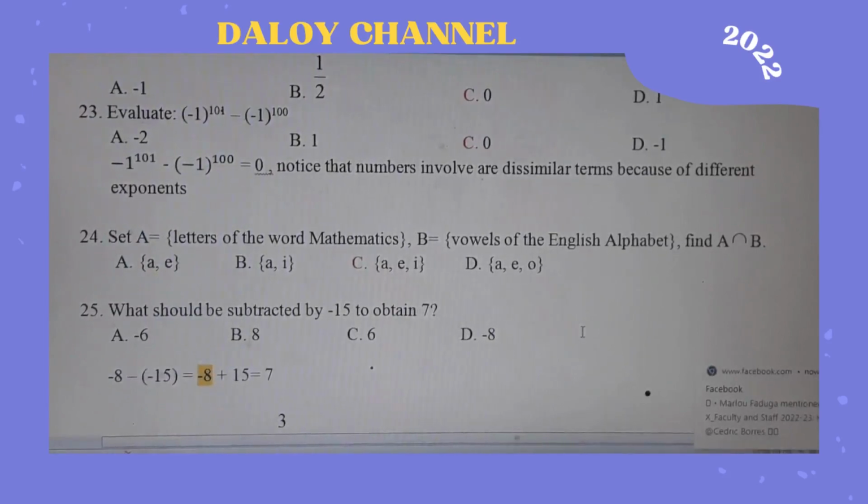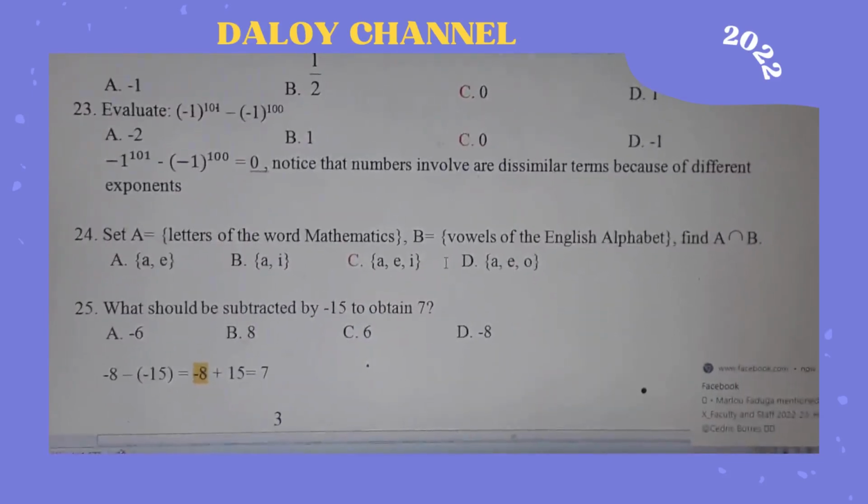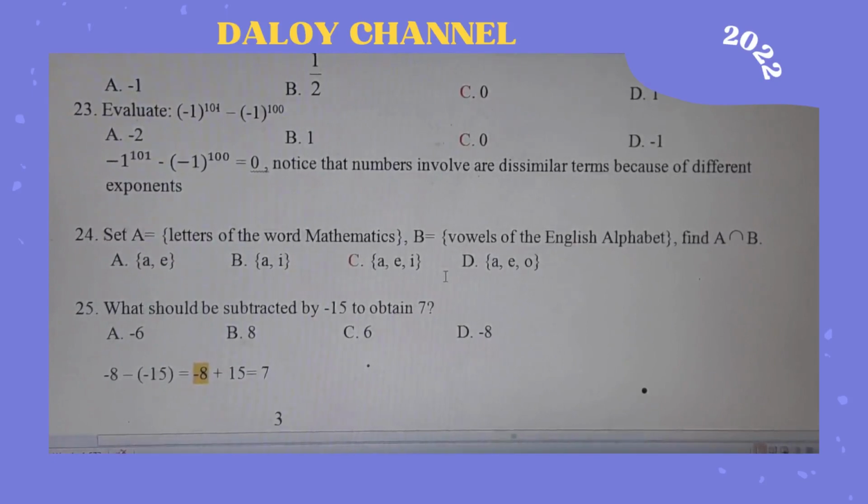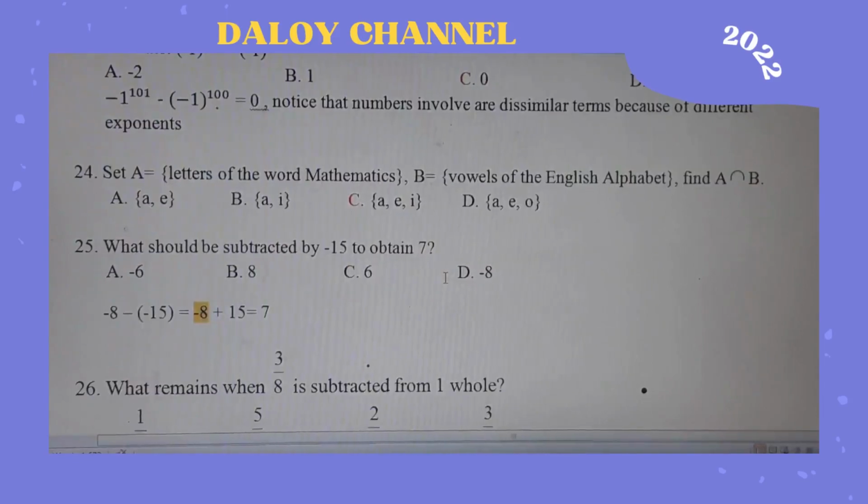Number 24. In set A, we have the letters in the word mathematics, while in set B, we have the vowels of the English alphabet. If you are required to find A intersection B, what particular option will satisfy that requirement? Number 25. What should be subtracted from negative 15 to obtain positive 7?